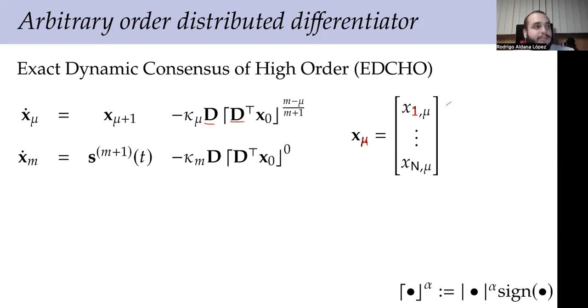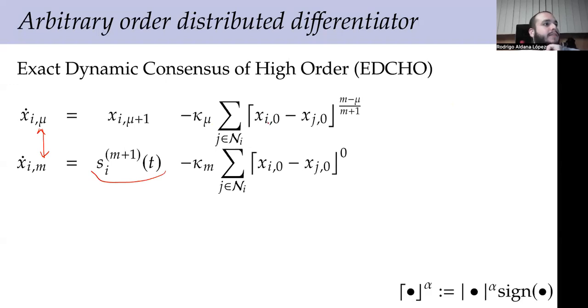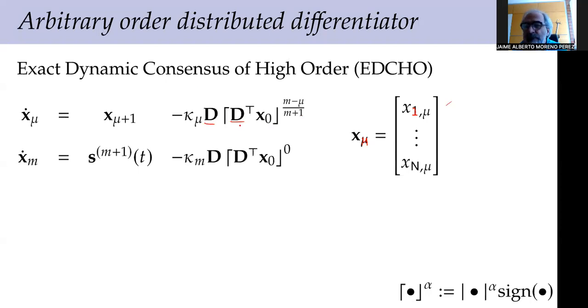Where do these D matrices come from? This is the incidence matrix. So these differences can be written in compact form using this, depending on where they act. Okay. Yes. Okay.